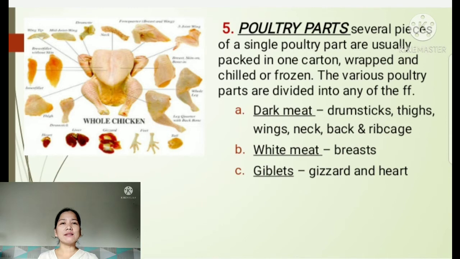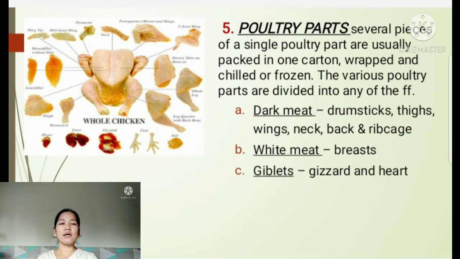Okay, nakakabili din tayo sa palengke yung tinatawag nating puro gita lang, o kaya puro breast lang, kaya puro chicken wings lang, yan. Poultry parts. Several pieces of a single poultry part are usually packed in one carton, wrapped and chilled or frozen. The various poultry parts are divided into any of the following.